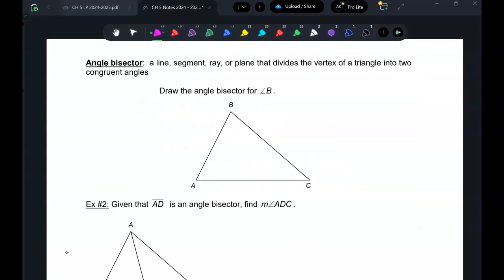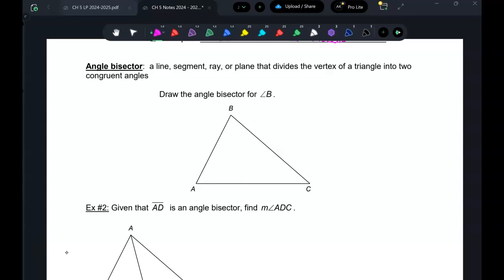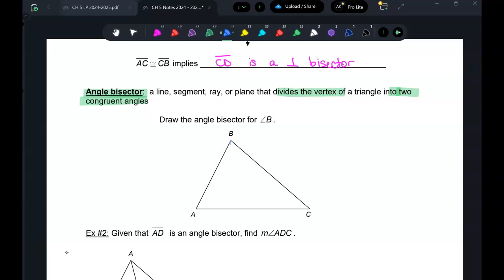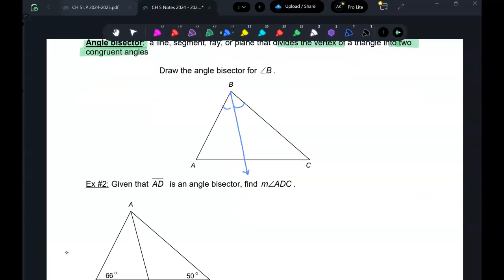All right, angle bisector. Some of these words should look familiar. Angle bisector, we should already know. The only difference is we want to look specifically within a triangle. So this divides the vertex into 2 congruent angles. So we want to draw the angle bisector for angle B. Do I have to draw the line all the way down to the bottom? It doesn't matter. I'll just draw a ray here. It can just be a segment if you want.